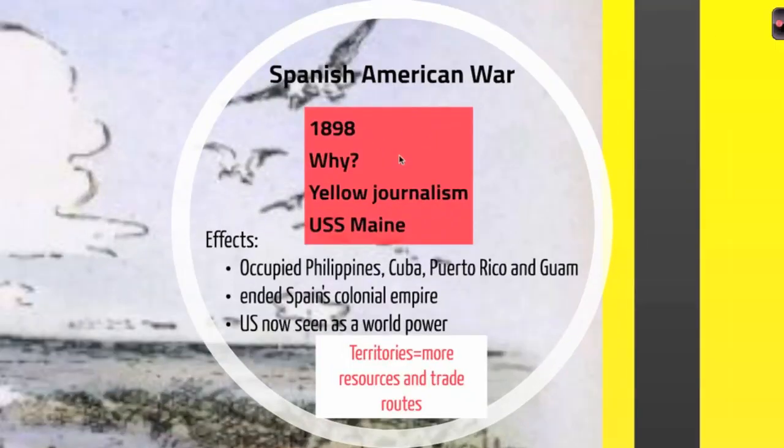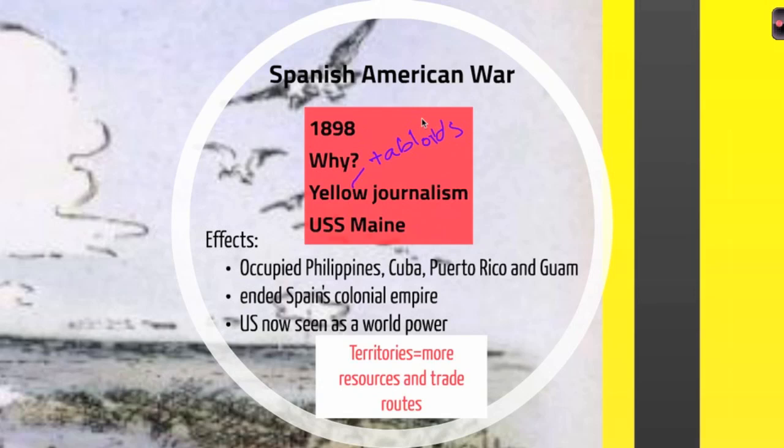So why did we get involved? Well, one reason was what we call yellow journalism. You see those tabloids today. These are usually journalists that would over-exaggerate certain things or maybe stretch the truth. And so they would depict that.